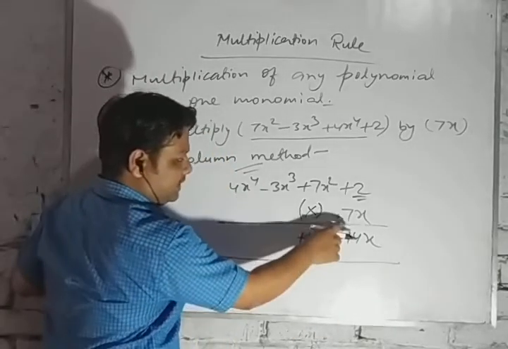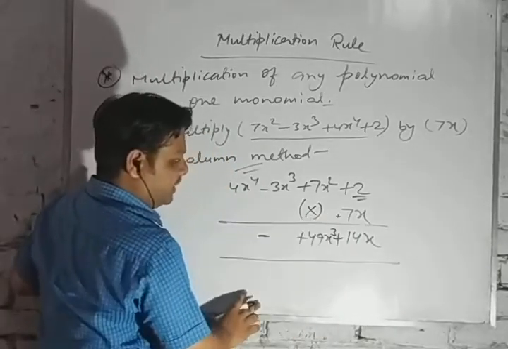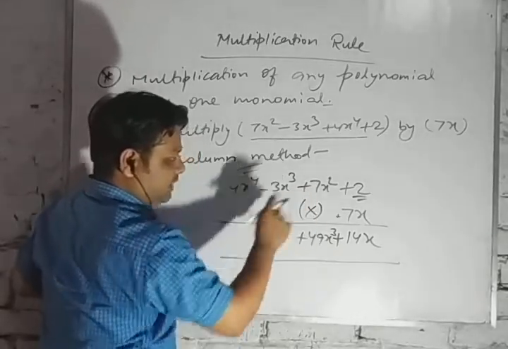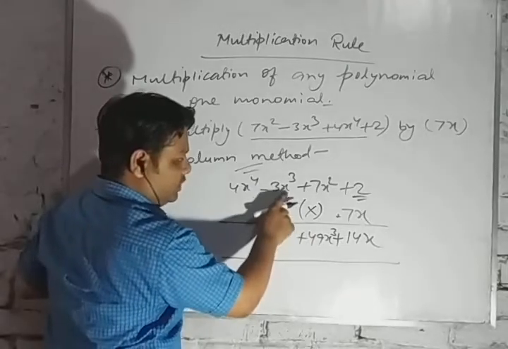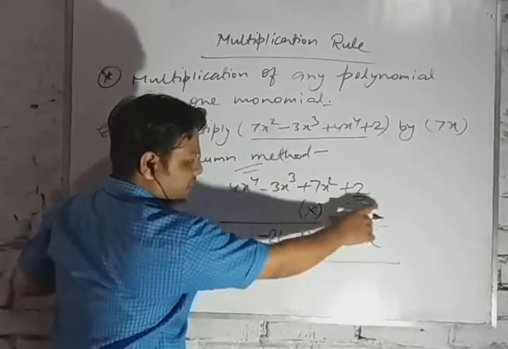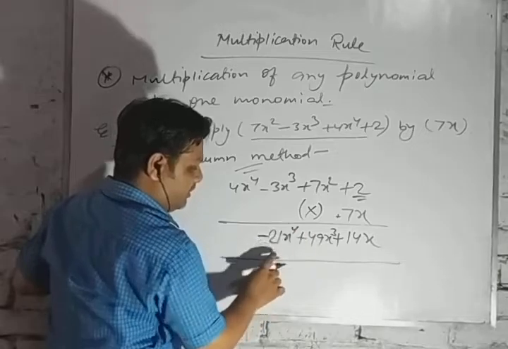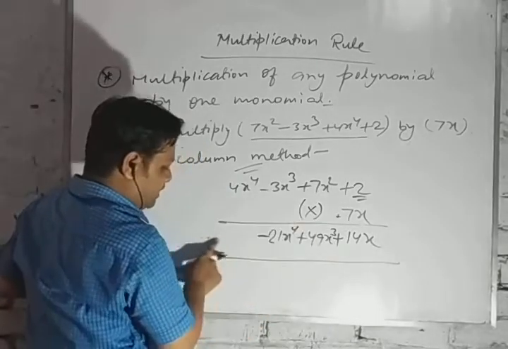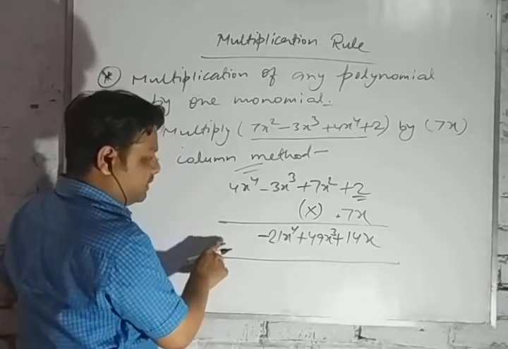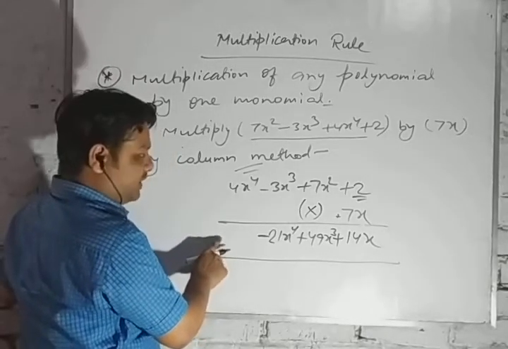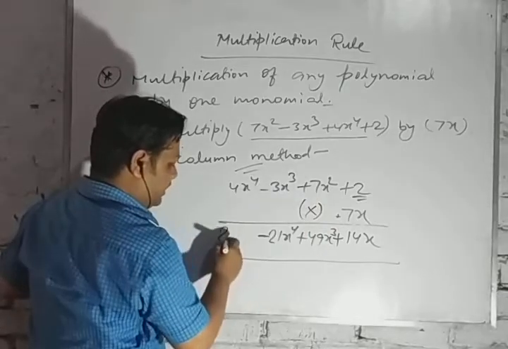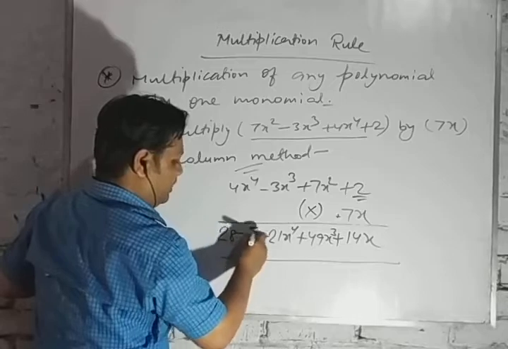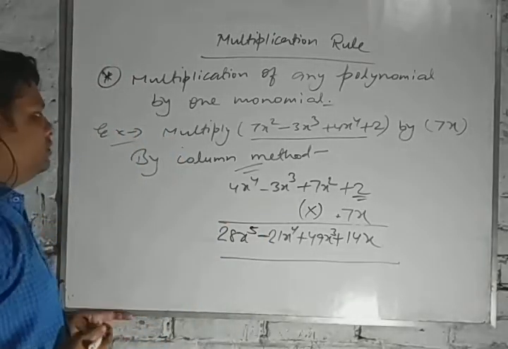Here minus, then plus. Minus plus, minus. Then 3 7s are 21. We have to multiply the constant at first, then we will multiply the variable. So x cube, that is x to the power 3, and x to the power 1, it means x to the power 4. Okay. Now here plus, then plus, again plus. But it is the first term, so we will not show the positive sign. Now 4 7s are 28, x to the power 4 and x to the power 1, that is x to the power 5. So like this we can also solve.